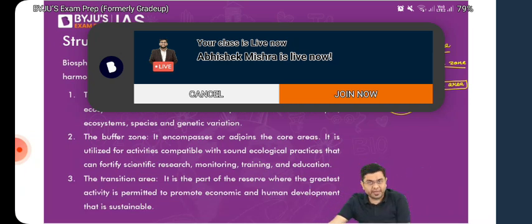Okay, so it is a part of the reserve where the greatest human activity is permitted to promote economic and human development that is sustainable. Because after all, the entire principle of MAB or Man and Biosphere Reserve is driven from the basic factor of sustainable coexistence. Okay, so here you have a few of the biosphere reserves in India.